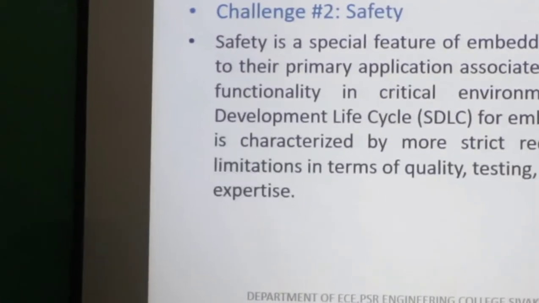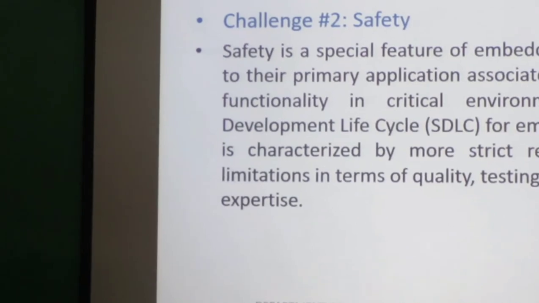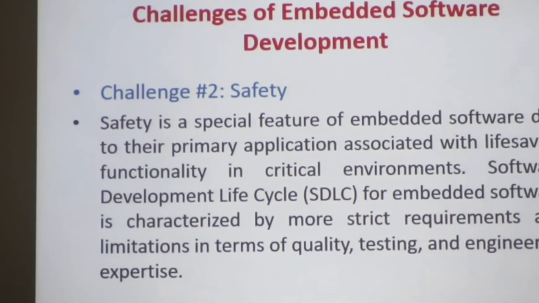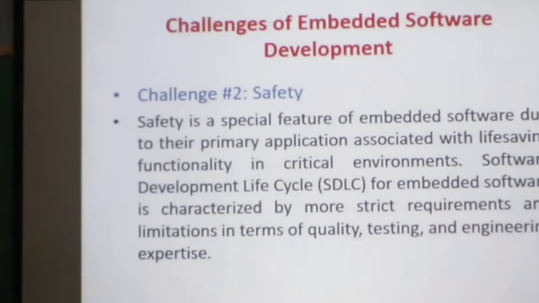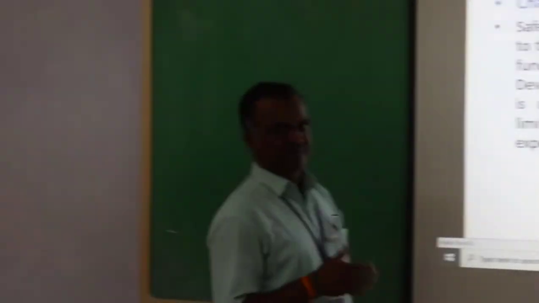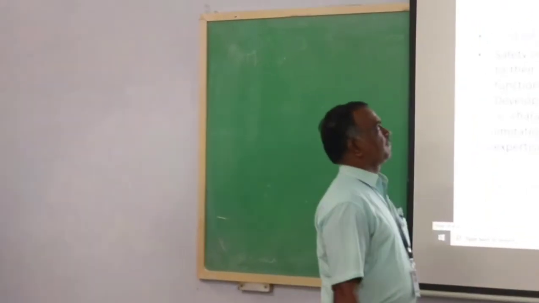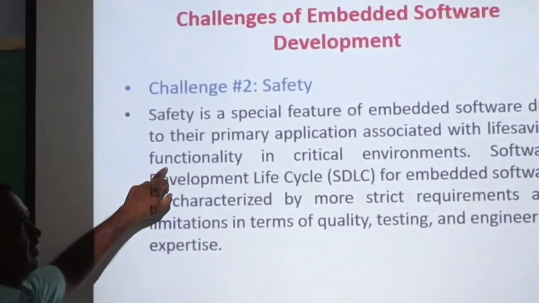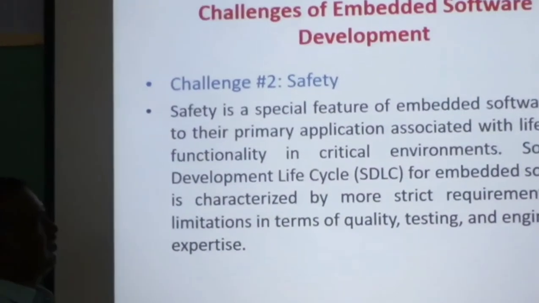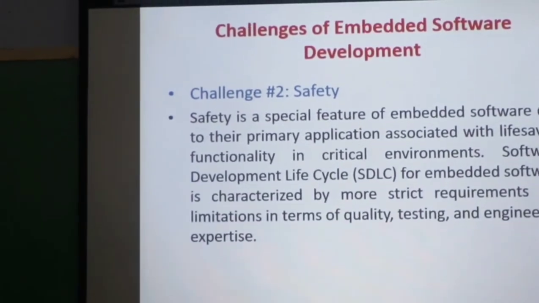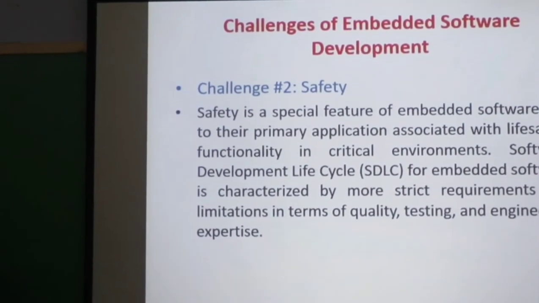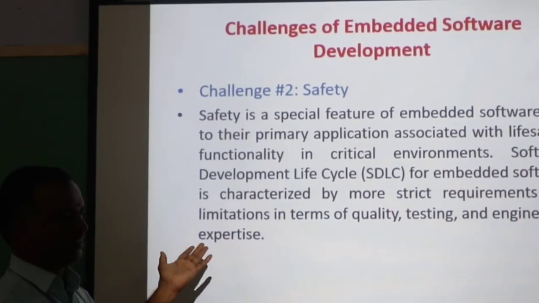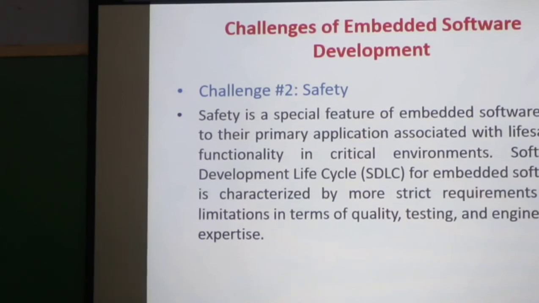Then the second one is safety. Safety is nothing but that the system should not cause any harm to the persons associated with the system. Normally, embedded software applications are associated with life-saving functionality in critical environments, so it should provide safety to the user as well as the environment. That is the second constraint, the second challenge in software development.